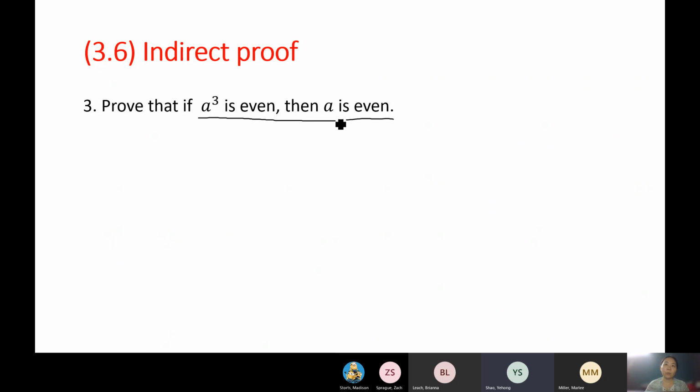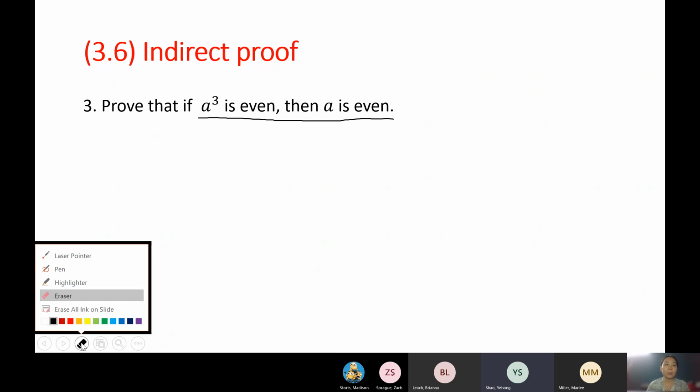Again, why can't we prove it directly? Because if you know a cubed is even, you try to say, okay, let a cubed be 2k. And to get a, you will have to take the cube root of both sides. Well, when you look at this expression, a equals the cube root of 2k. How can you tell whether this is even or not without knowing what k is? The cube root of anything, anything is possible. It could be even, could be odd, it could be irrational. So there's no way to tell whether this is even or not. So that's why direct proof does not work. Okay, so let's do an indirect proof.